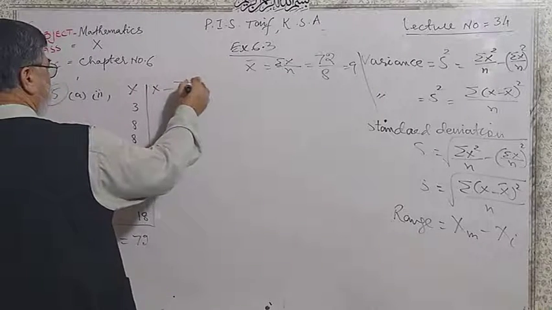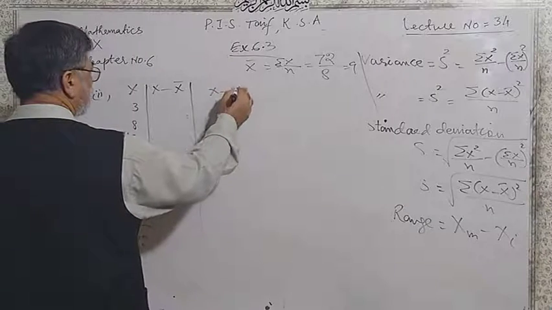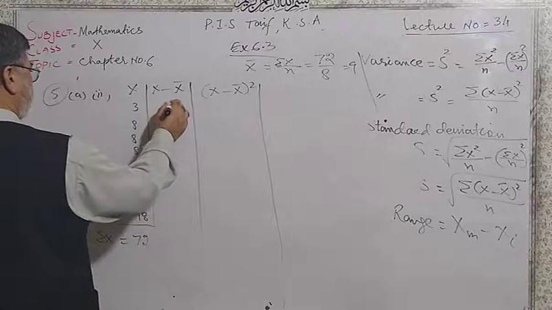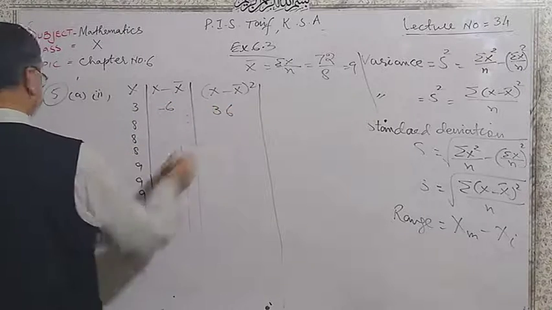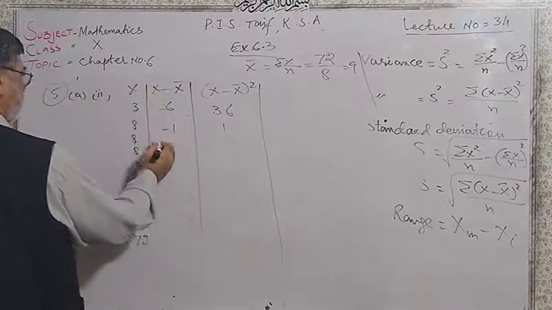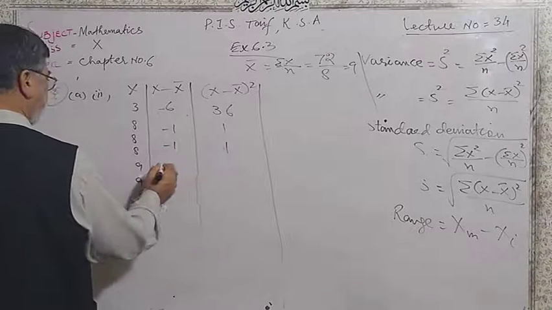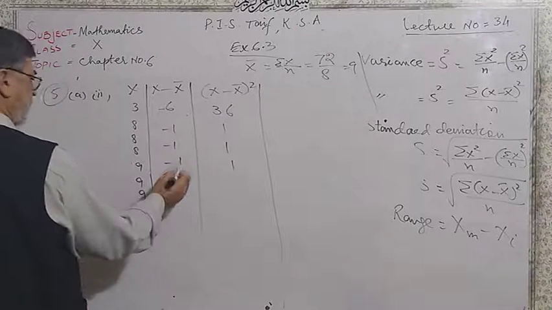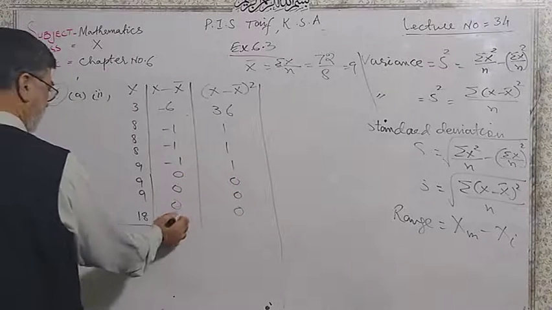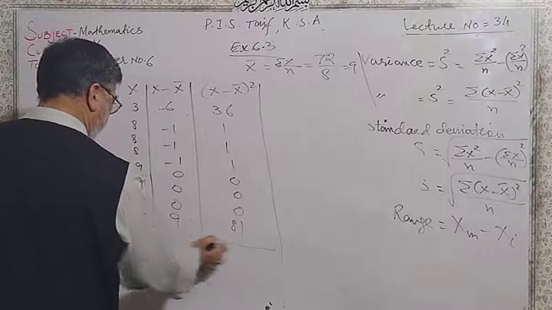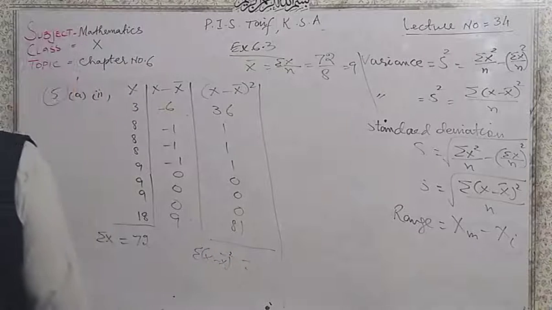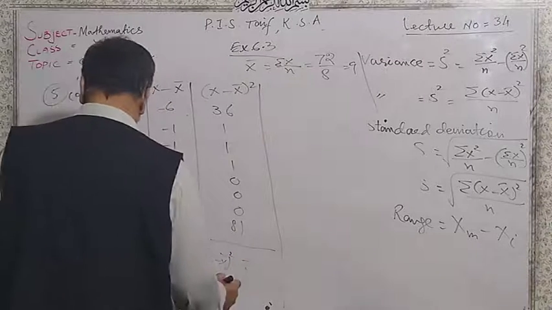Next column is x minus x bar, then x minus x bar square. So 3 minus 9 is minus 6, that will be 36. 8 minus 9 is minus 1, square of minus 1 is plus 1. Again minus 1, 1, then again minus 1 and 1. 9 minus 9 is 0, 0, then 0 and 0. 18 minus 9 is 9 and that square will be 81. So here is sigma x minus x bar whole square. After adding we will get 120.